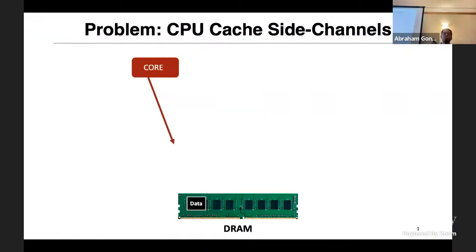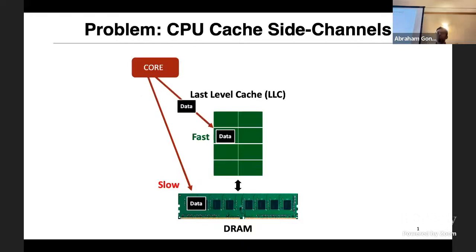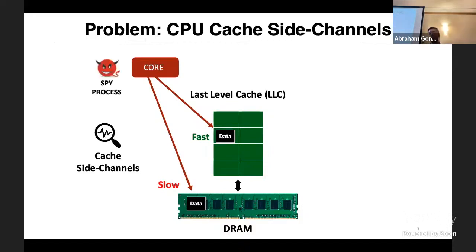Okay. So why do we need caches, right? You all know that accessing DRAM is extremely slow. And so caches allow fast access to cache data and help improve performance. But this also leads to timing difference based on whether your data is sitting in the cache versus it's absent from the cache. And this timing difference can be exploited with this problem called timing cache side channels or just cache side channels. Why is this a problem?